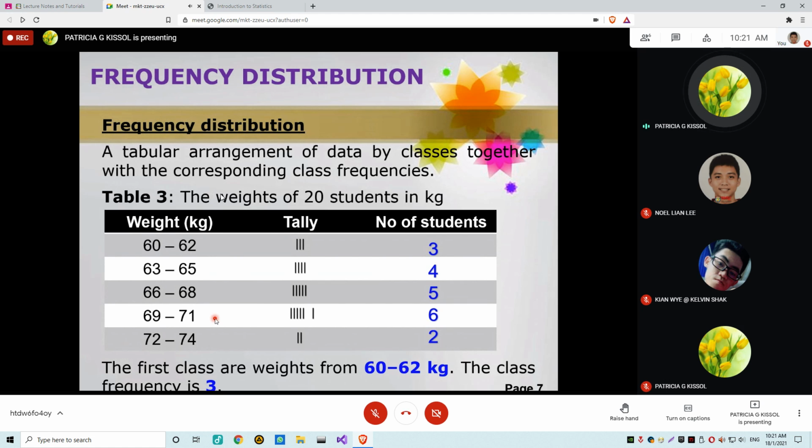So collection of data is the first stage. And once you process it, analyze it, and put it into a frequency distribution table, it's more possible for us to see the data clearly. Like 60 to 62, oh, there's only 3. And we know the highest is from 69 to 71. I hope that is clear to everyone. Yes?